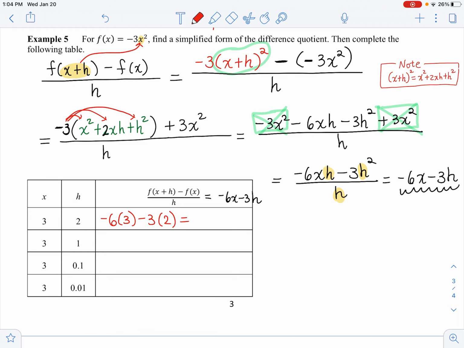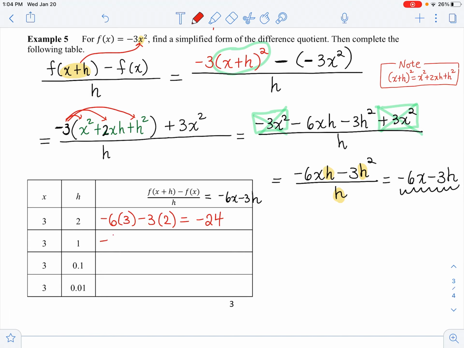Hold on, I'm going to try to just type the whole thing in my calculator so that I can get a simple answer. Negative 6 times 3 minus 3 times 2. What's that? I got negative 24. Okay, let's plug in another one.